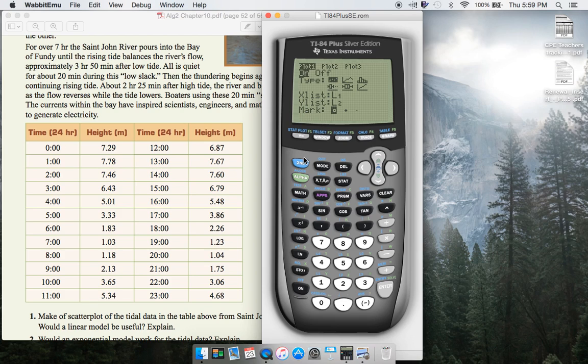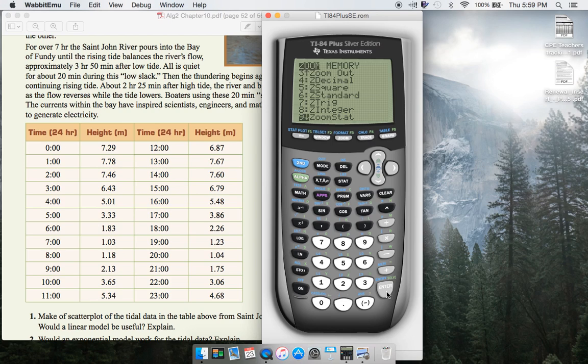Okay, so we can now go to zoom, and this is going to adjust my window, what I'm going to see of the graph. And I want it to zoom in on my statistics. I want to get a good picture of all of them.